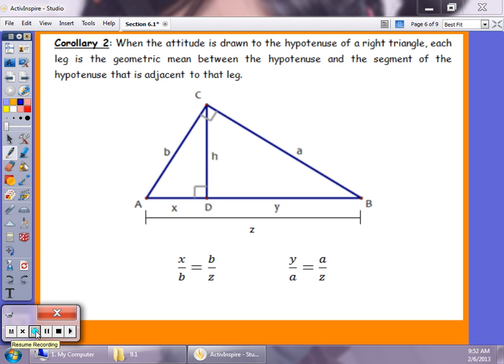The second corollary states when the altitude is drawn to the hypotenuse of a right triangle, each leg is the geometric mean between the hypotenuse and the segment of the hypotenuse that is adjacent to that leg. Using the same diagram, we can go ahead and remark our diagram.